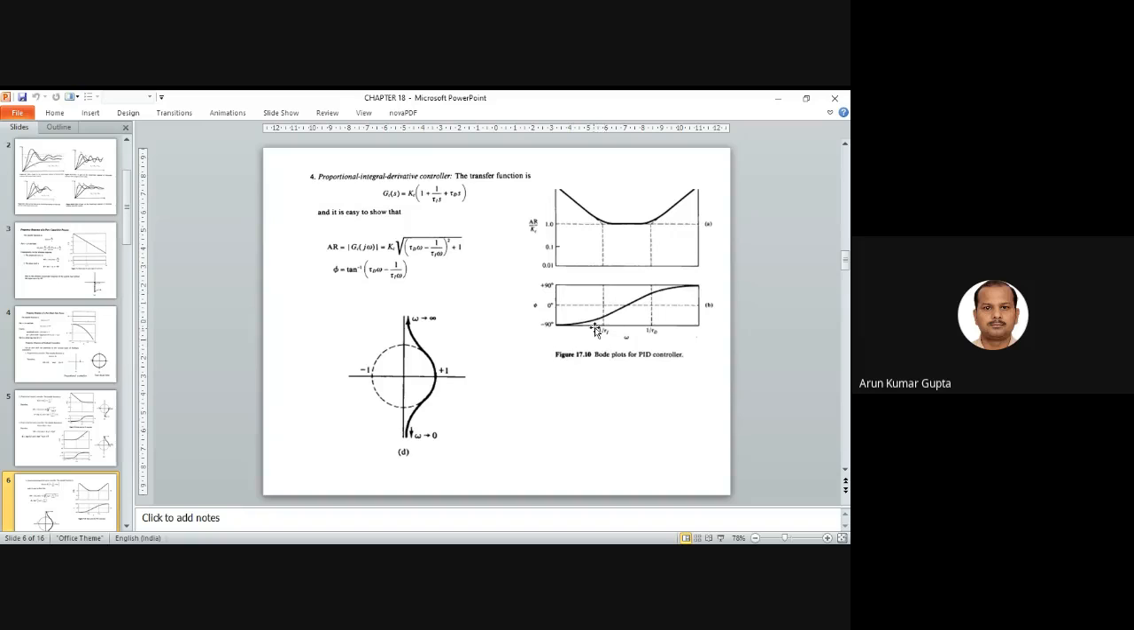So at 1 upon tau I, this effect will cancel out, when omega equals under root of tau d tau I. So at this point, you can say there is no action. This value is constant because this term will cancel out. So we have the constant. And when omega is increased to infinite, now we have the tau d effect. So we have further tau d effect, right?